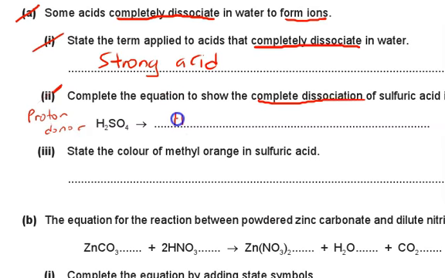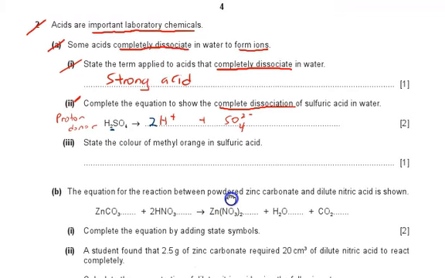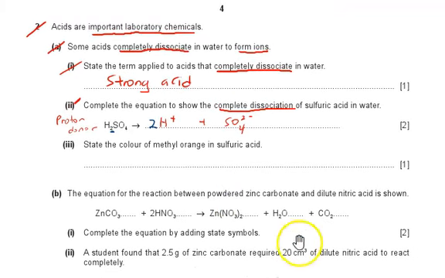So you will have hydrogen ion plus sulfate ion. And then please remember to balance the equation. So here you have 2, right? So we have to put 2 here. Then it's balanced. Okay. That is the reason they give you 2 marks. One is to write the equation, another one is to balance it.